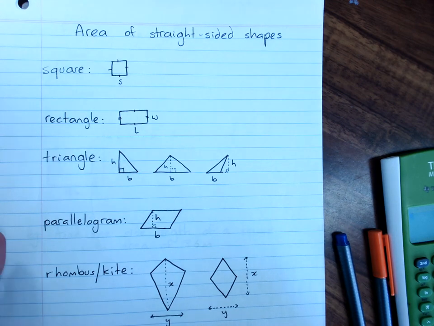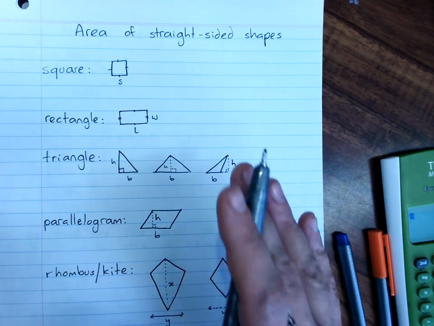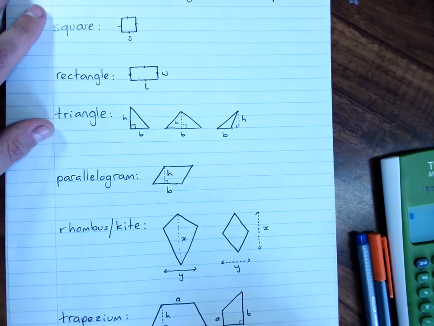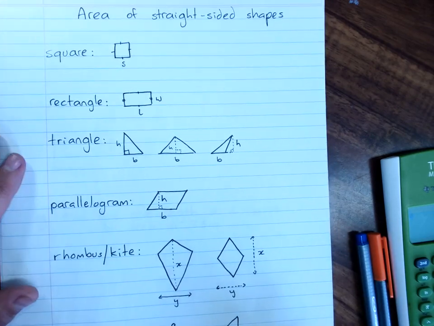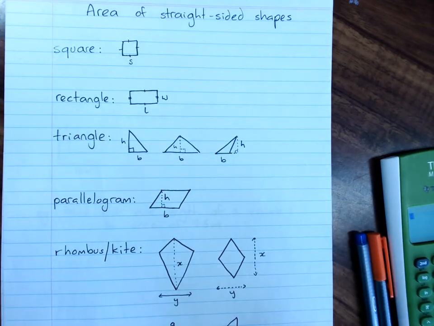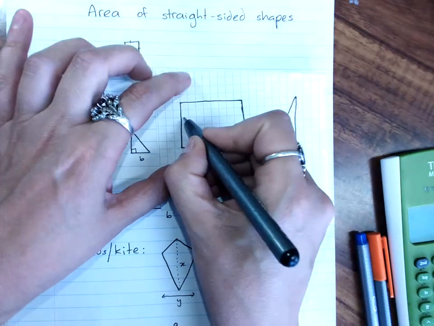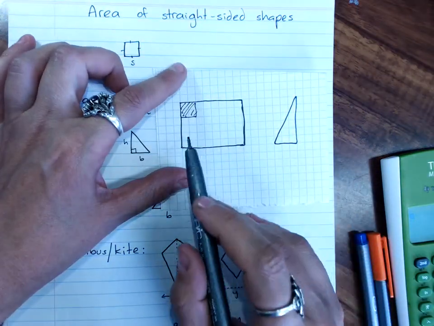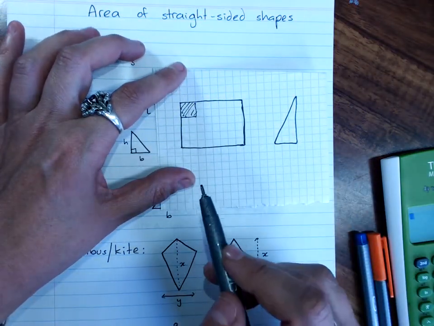Area of straight-sided shapes. So this is a really quick overview of finding the area of straight-sided shapes and composite figures and solving some problems with them. Just a reminder that, of course, when we're finding area, we are finding out the number of square units, such as 1 centimetre squared, that are taken up by a two-dimensional shape.